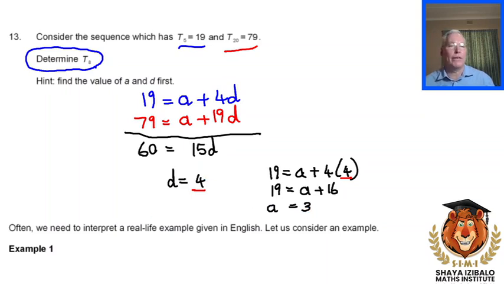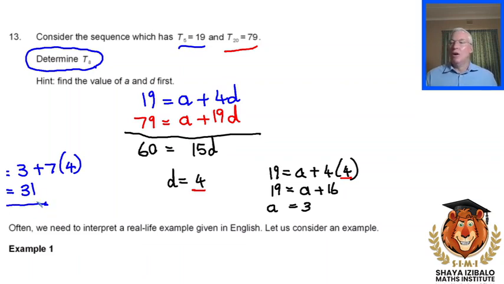Now, the question actually asks us to find T8. T8 is going to be A, which is 3, plus 7 lots of D. Now D is 4. 7 lots of 4 is 28. 28 plus 3, 31. There's our final answer.